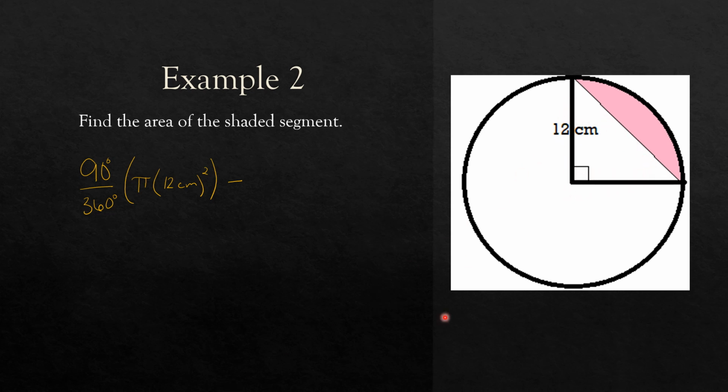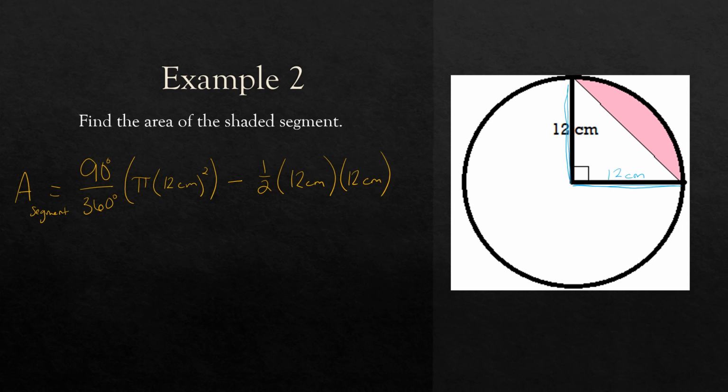And how do we know what that triangle is? Well, this could be the base, and this could be the height. And we know that this is 12 centimeters. What is the base? Well, this 12 centimeters is a radius of the circle. This is another radius. So they're the same measurement of 12 centimeters. Therefore, that triangle is 1/2 base of 12 centimeters times the height of 12 centimeters. So all of this is the area of the segment.